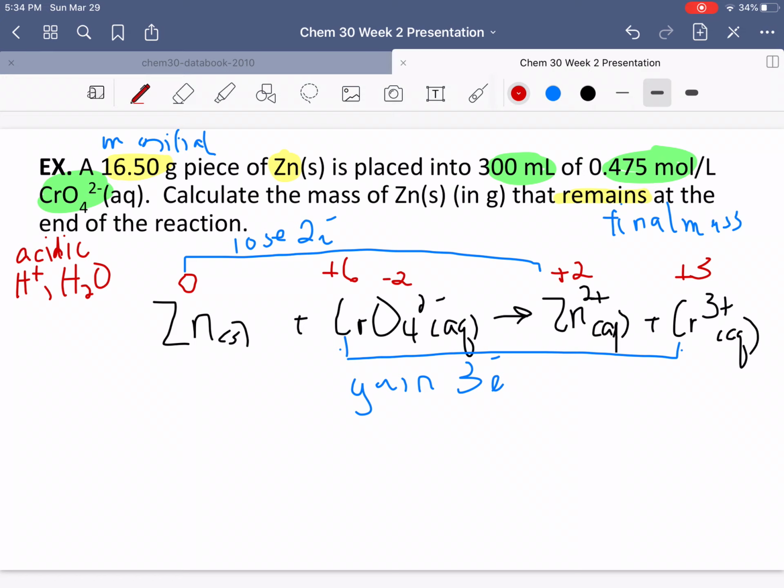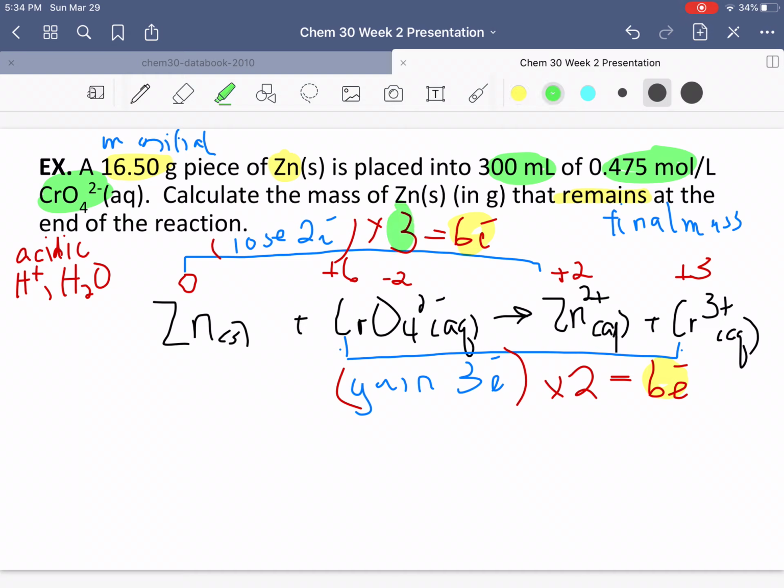Now we have to balance out those electrons. If it loses 2, I need a total of 6, so times 3, 6 electrons lost. Vice versa, if it gains 3, I'm going to times that by 2, which will give me my 6 electrons gained. We now have a situation where we balanced our lost electrons with our gained electrons by making sure that we multiply the zinc as the reducing agent by 3 and the chromate as the oxidizing agent by 2. All right, I'm going to jump over to the next page to actually write this balanced reaction. Here we go.